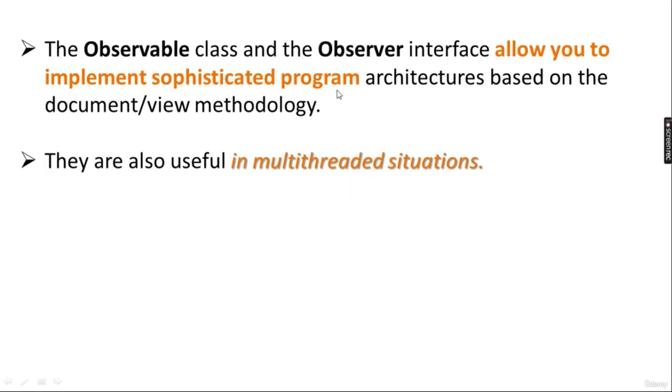The Observable class and the Observer interface allow you to implement sophisticated program architectures based on the document view methodology. In simple words, the Observable class and Observer interface combined create a convenient method for one class observing another, so that both have synchronization, interrelation and correlation between the classes. They are also useful in multi-threaded situations.